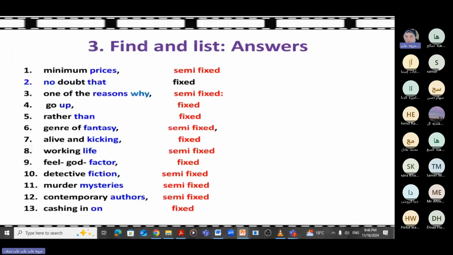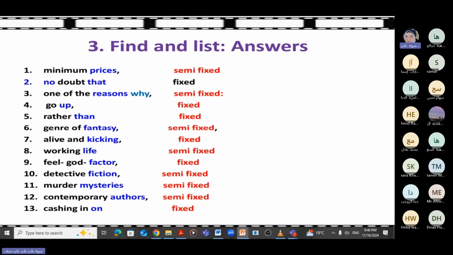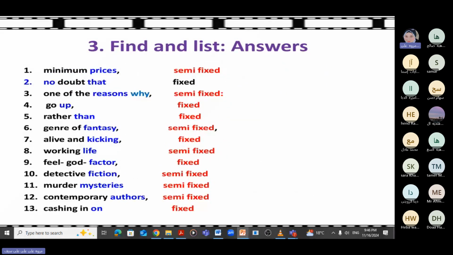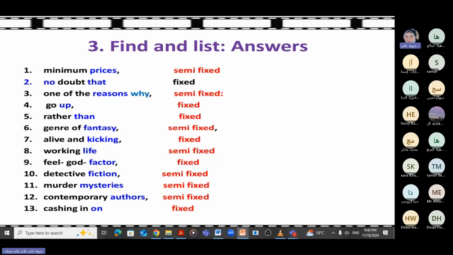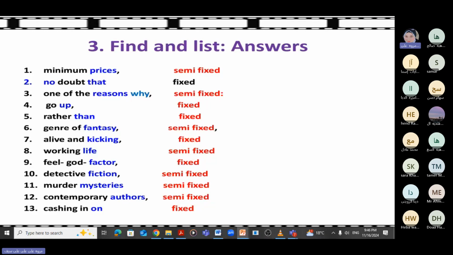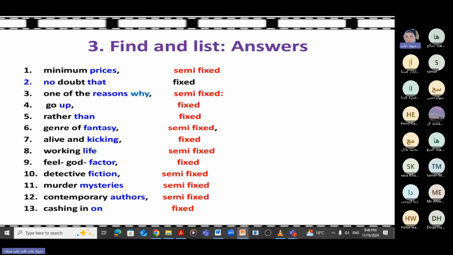Please undertake a kind of self-marking, self-feedback and self-correction, and give yourselves a mark out of 13. Tell me how many marks you have got out of 13 for this activity. Who got 13 out of 13? So please revise your answers. Have a look at them here.